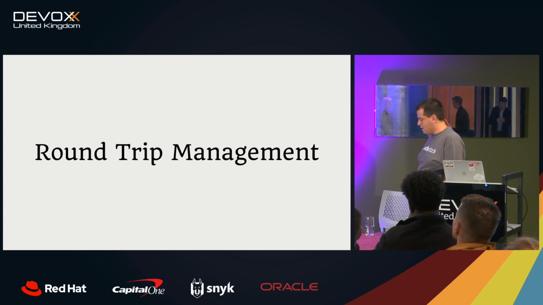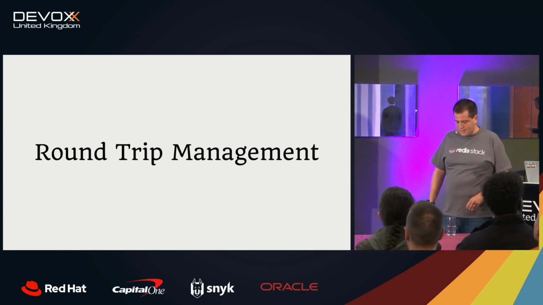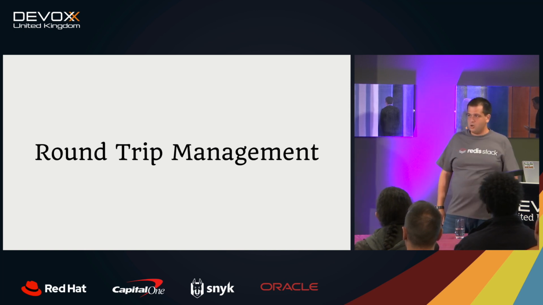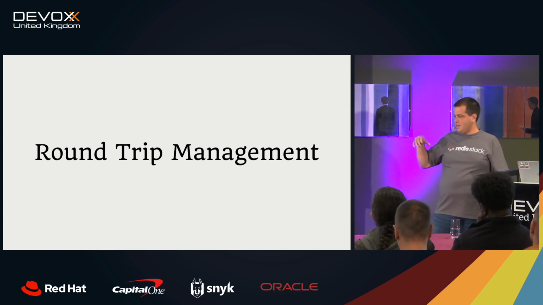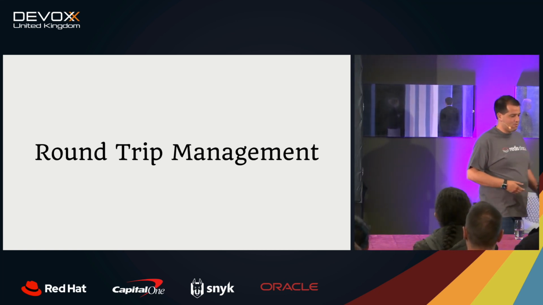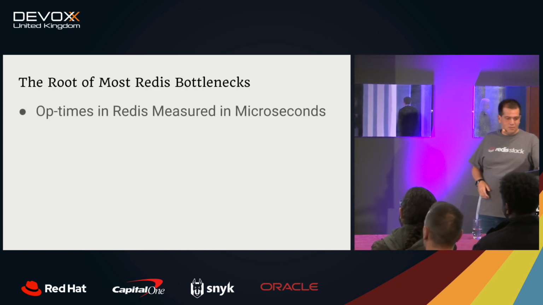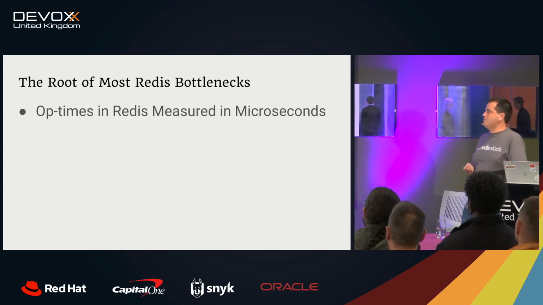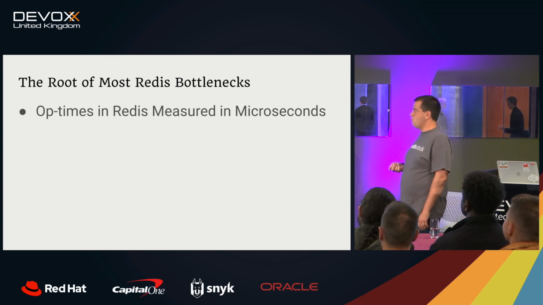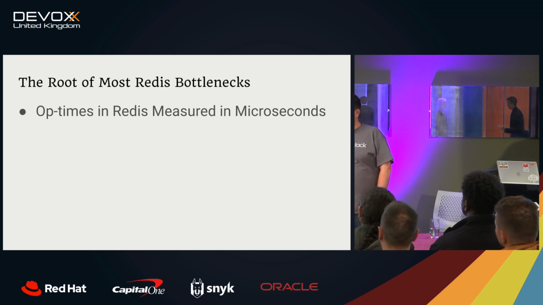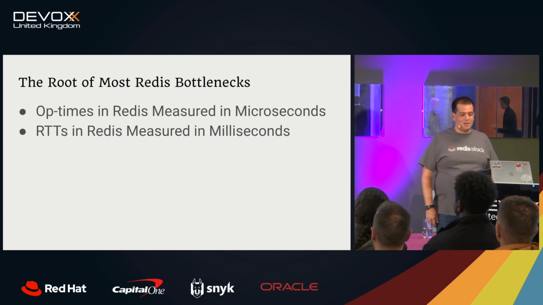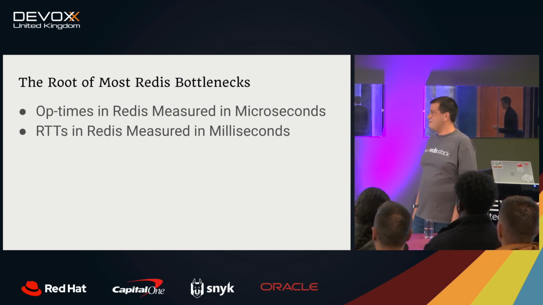Now, round trip management is, in my personal opinion, the most important thing for ensuring the alacrity of your commands in Redis. Now, what do I mean by round trip management? Well, the root of most bottlenecks in Redis are round trips. Like I've said before, latencies in Redis are measured in microseconds. But RTTs, or round trip times, to Redis are usually measured in milliseconds.